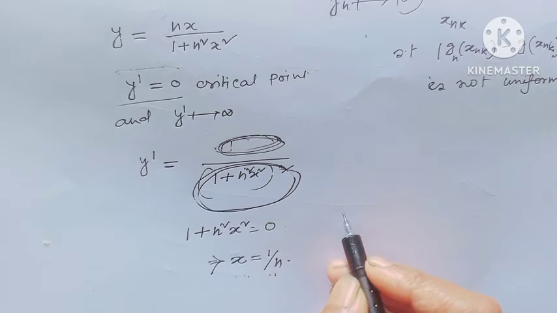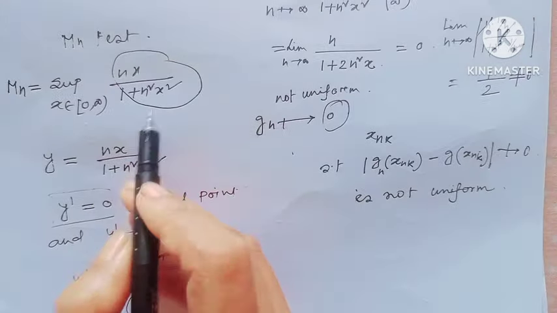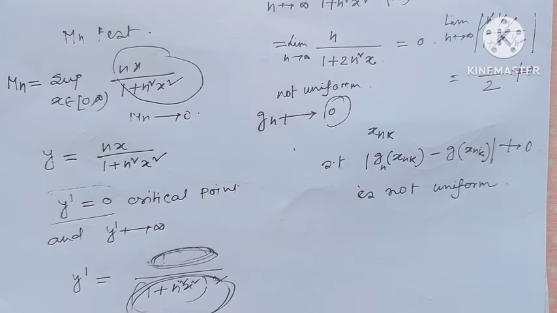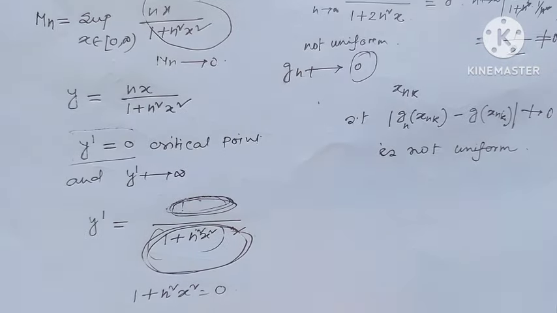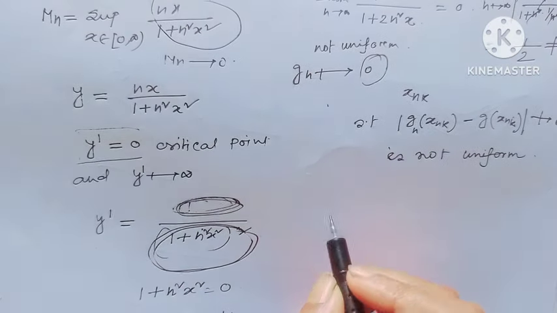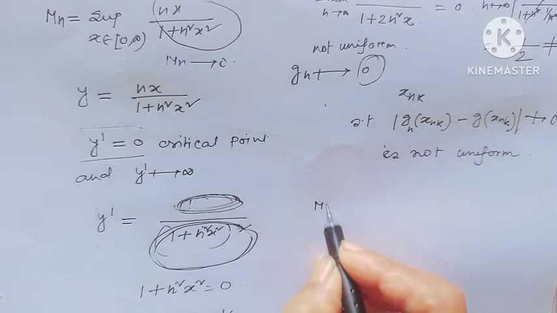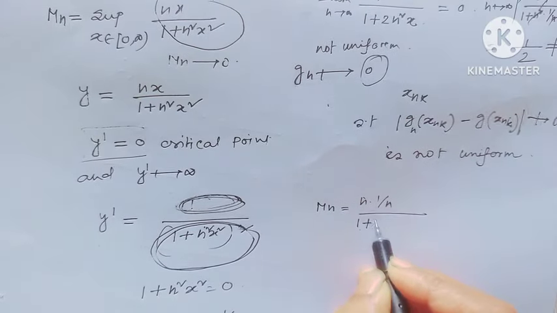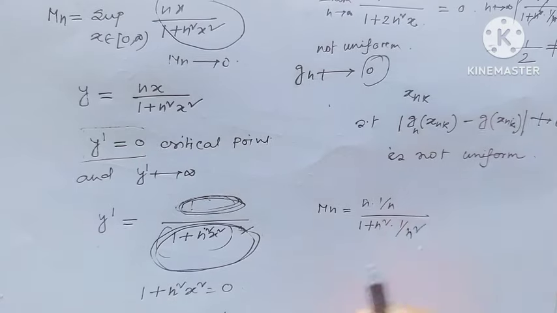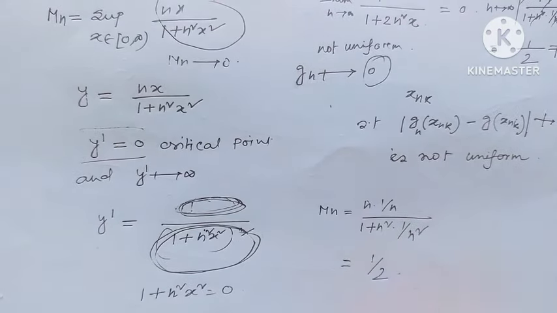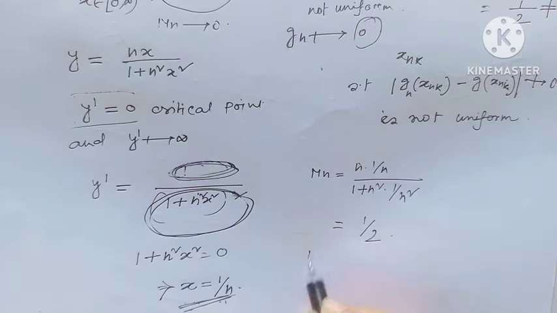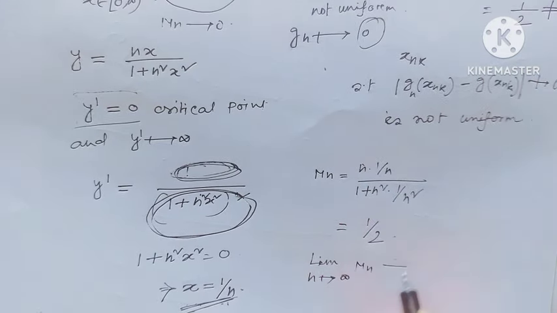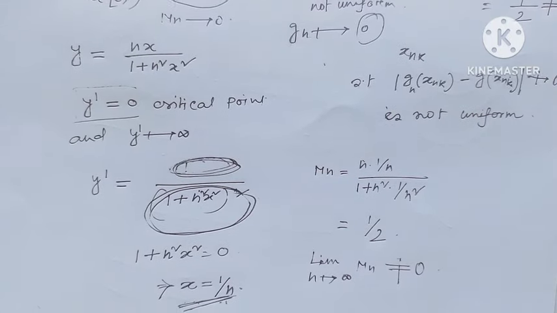And we all of us know if Mn goes to 0, the convergence is uniform. But at the point x equal to 1 over n, this value is n times 1 over n over 1 plus n² times 1 over n², and this value is half. That means the limit as n tends to infinity, Mn does not converge to 0. Okay?